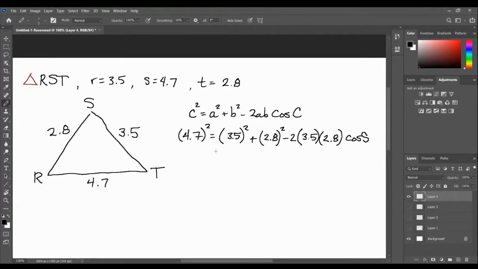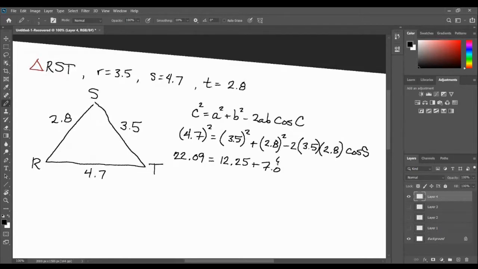We will have, let me get cosine S by itself. Let's see, let's go ahead and just square everything first. 4.7 squared is 22.09. 3.5 squared is 12.25. 2.8 squared is 7.84. 2 times 3.5 times 2.8 is 19.6 cosine S.